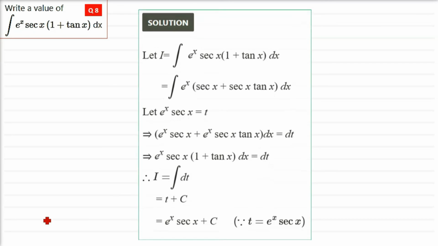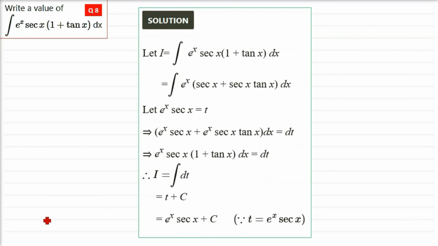So this is how it will be done, and this is how it will be written, and take it as a reference. Try it yourself. All these questions have already been done by you.